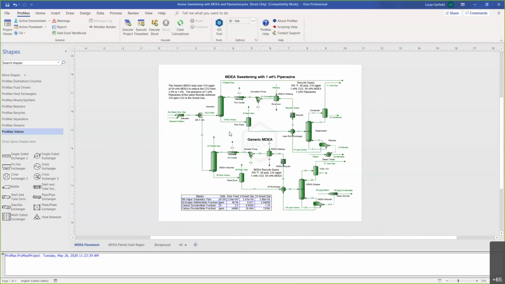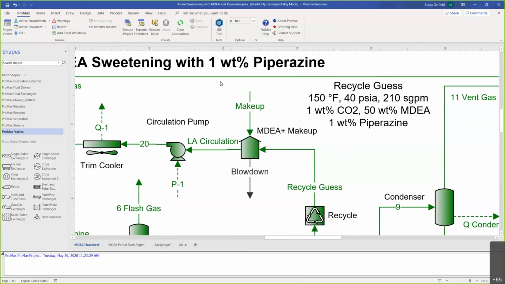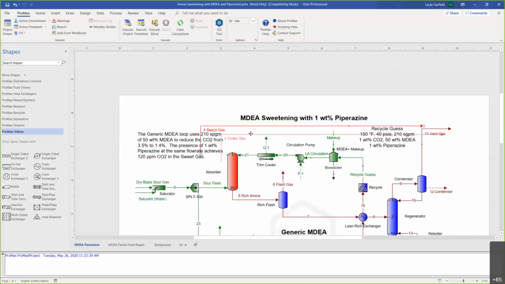But that's really it. That's it for the solvent process. It's very simple, very easy to simulate in ProMax. And the key for using MDEA piperazine really just comes down to setting up the desired composition here in the makeup block. And I accidentally disconnected that stream, but that's okay. We're done with this anyway.